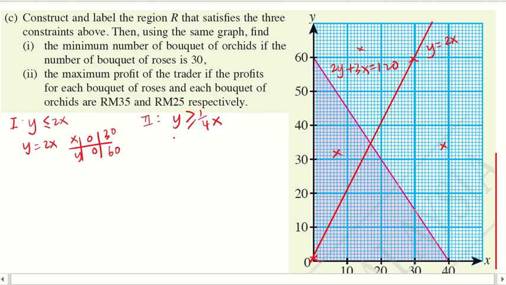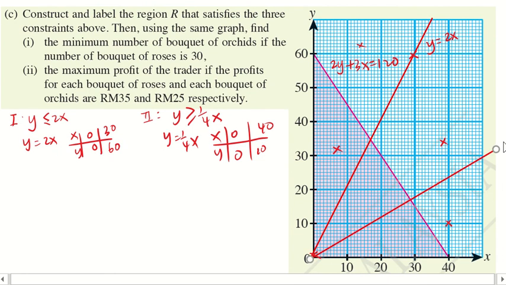Then after this, y equal to 1/4x. X, y, 0, 0, still the same for this line. Then for another one, choose 40, easier. 40, 40 divided by 4 is 10. X is 40, y equal to 10. So this point. Then label again, y equal to 1/4x. Then the inequality, more means the top, so the bottom is not wanted. So your shaded region is this part.